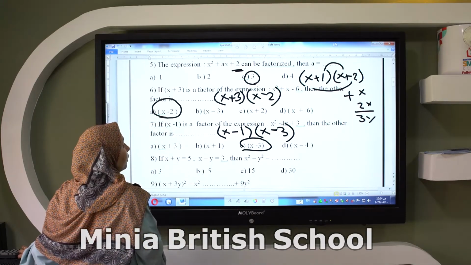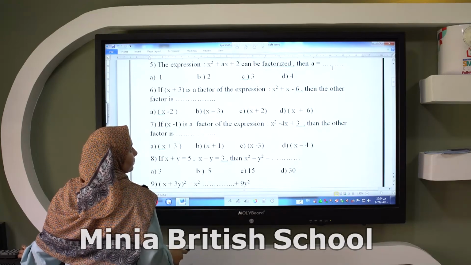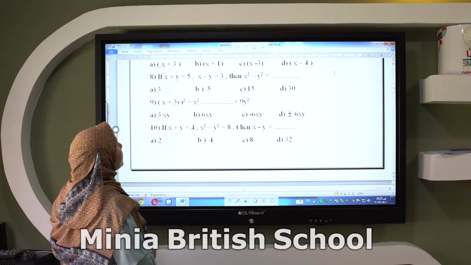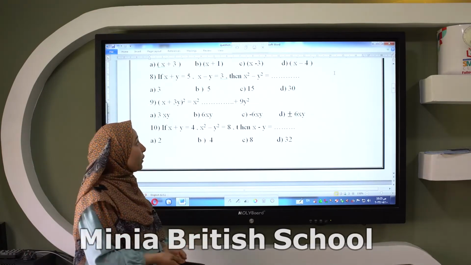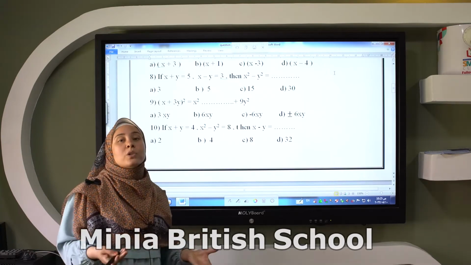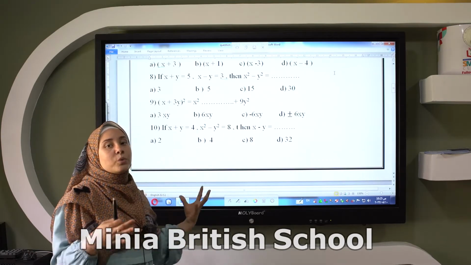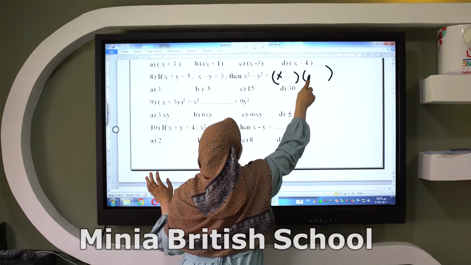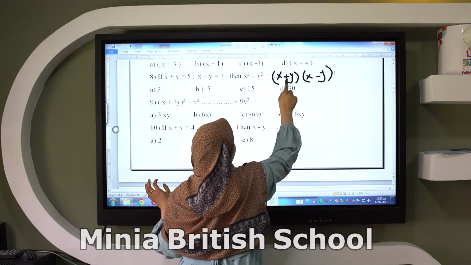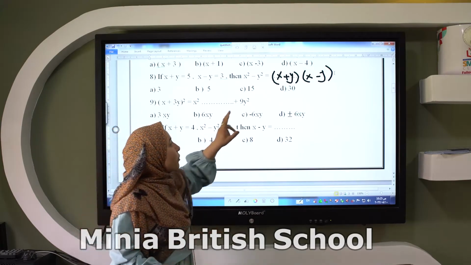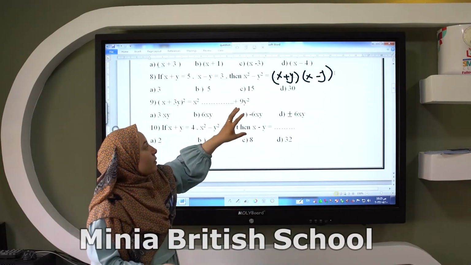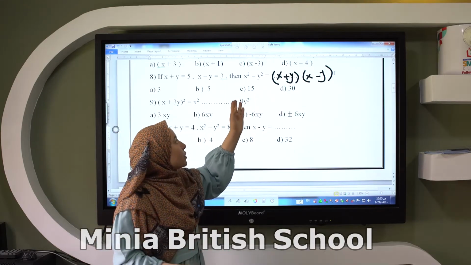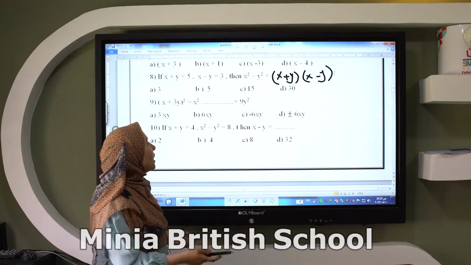Okay, the next one here, number 8. If x plus y equals 5 and x minus y equals 3, then x² minus y² equals what? This expression is called what? Yes, difference between two squares, and you have two factors, all different in sign, one of them positive and the other negative. So the product of the two factors, by substituting the values of the two factors here, we get x² minus y² equals 3 times 5 equals 15.